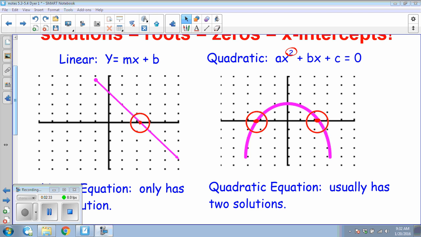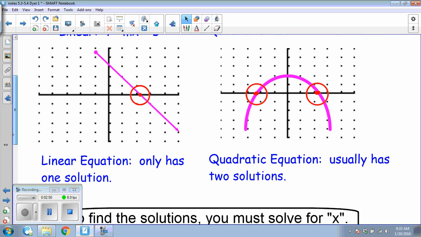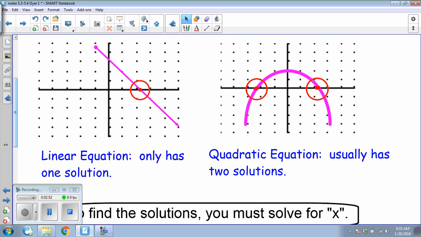And in that case, it still has solutions, but they're imaginary solutions. So if it never touches the x-axis, we call that imaginary solutions. And we'll get into imaginary numbers in a little bit. So a linear equation only has one solution. A quadratic equation usually has 2. Sometimes it only has 1.